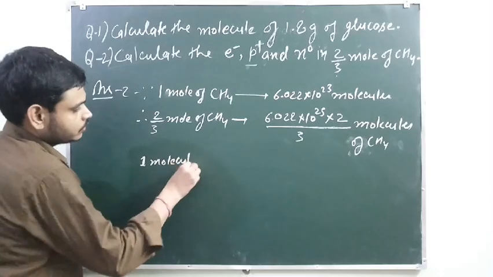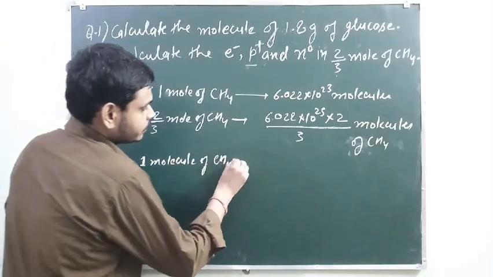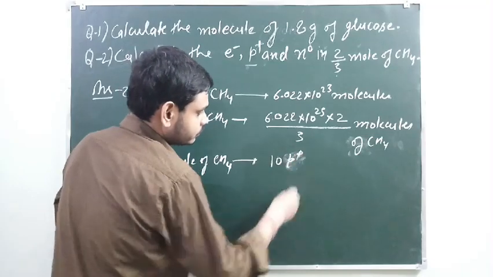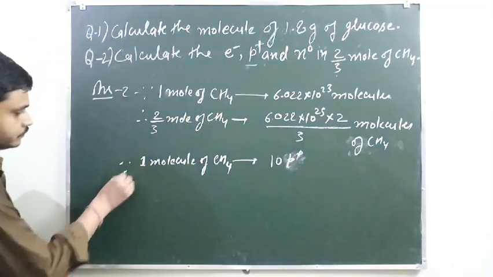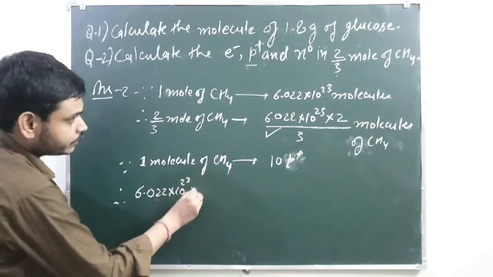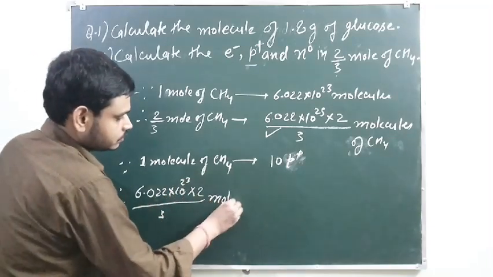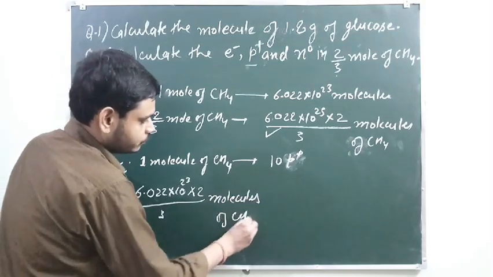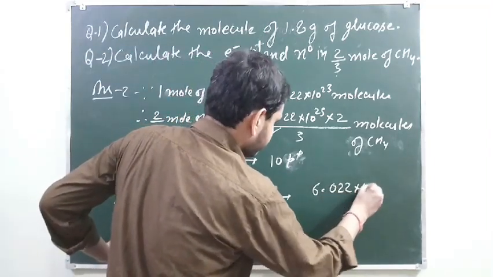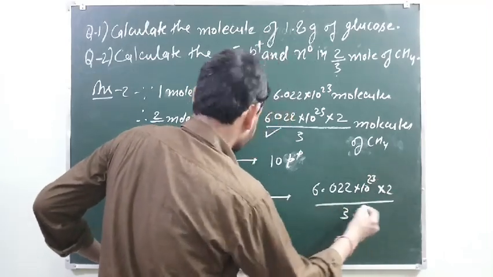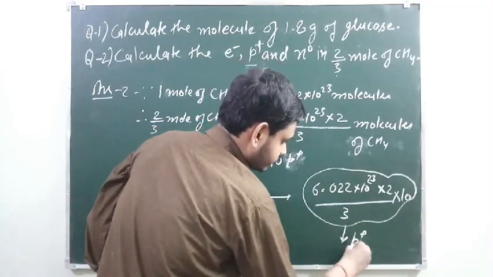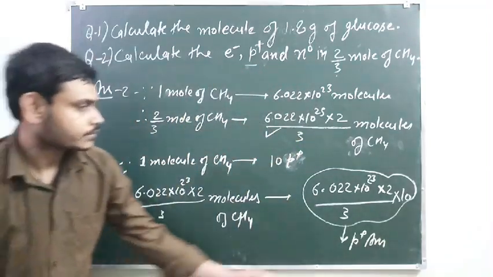Now we know that one molecule of CH4 contains 10 protons. Therefore, 6.022 into 10 to the power 23 into 2 divided by 3 molecules of CH4 contain 6.022 into 10 to the power 23 into 2 divided by 3 into 10 protons. Answer. Clear?